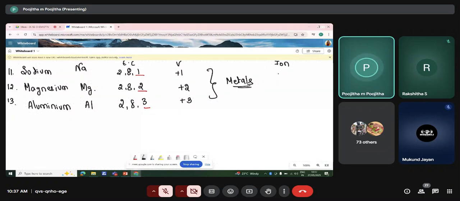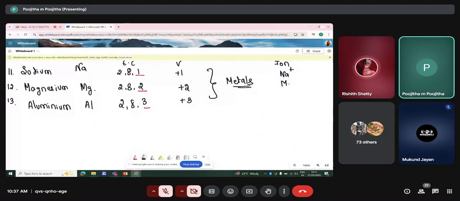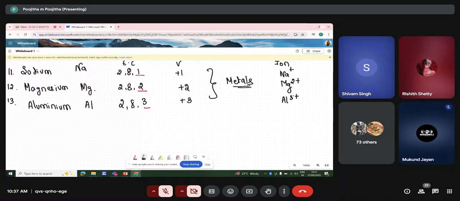Let us write their ions. How do I represent the sodium ion? Na+. Magnesium ion? Mg2+. Aluminium ion? Al3+. Either you write +3 or 3+, one and the same.